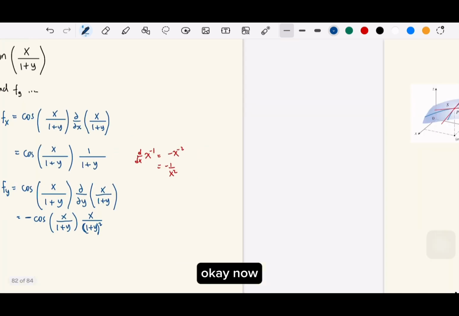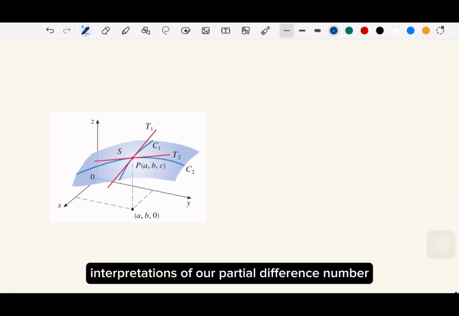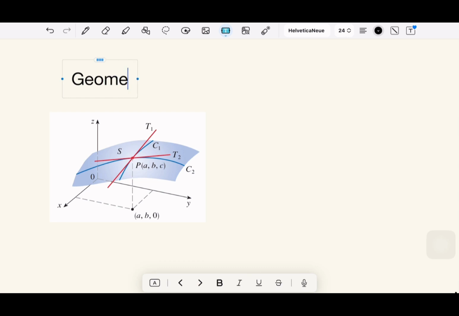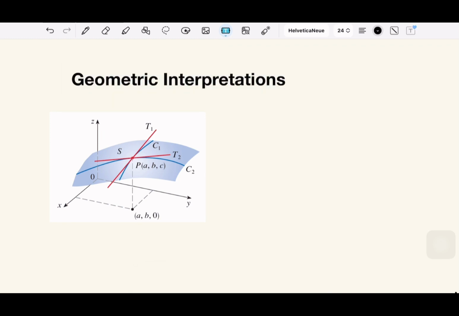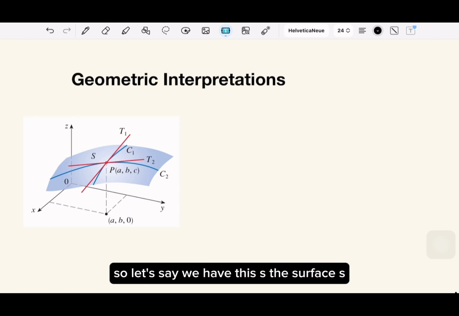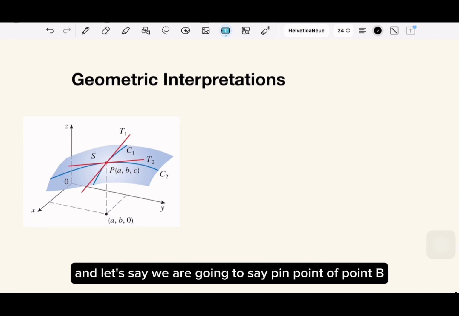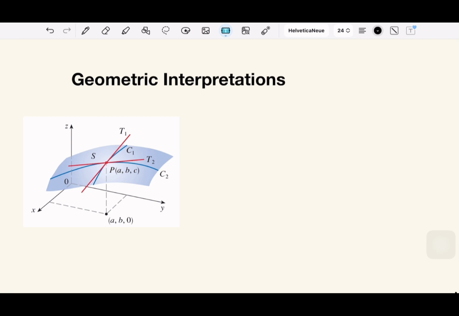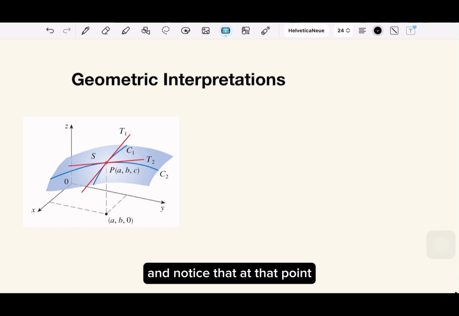Okay. Now, interpretations of our partial derivative. Let me write here. Geometric. So the geometric interpretations. So let's say we have this S, the surface S, and let's say we are going to pinpoint a point P, this one here. Let's say this P is at the A, B, C. Okay? And notice that at that point, we can have some line.